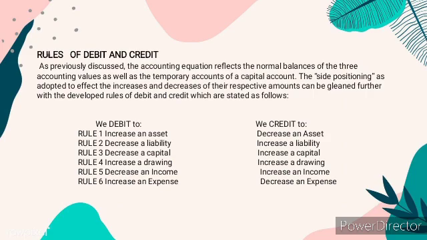Rule number 5, debit is decrease an income, and credit is increase an income. So rule number 6, debit is increase an expense, and credit is decrease an expense. So the next reporter will explain this part, and they will show a solution. Thank you.